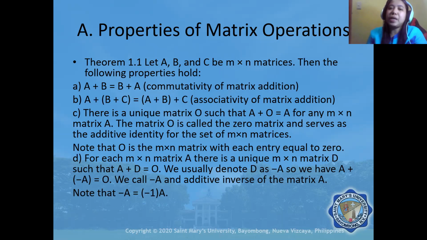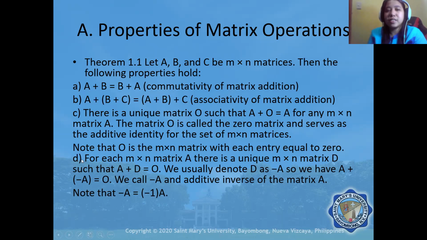In the second one, if we consider another matrix, matrix C, we group B and C on the left side, and A and B on the right side. So we have A plus (B plus C) equal to (A plus B) plus C. You are going to get the same answer whichever you compute first: the sum of B and C before adding it to A, or A and B first before adding C.